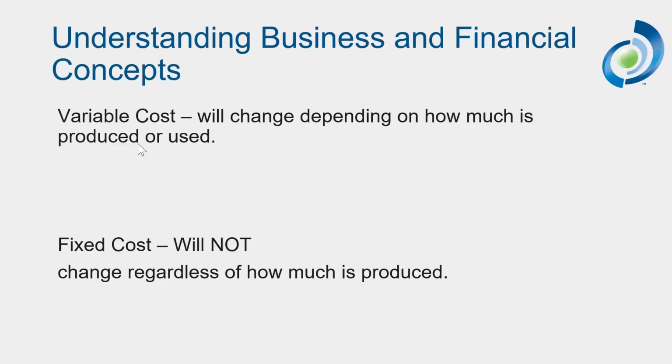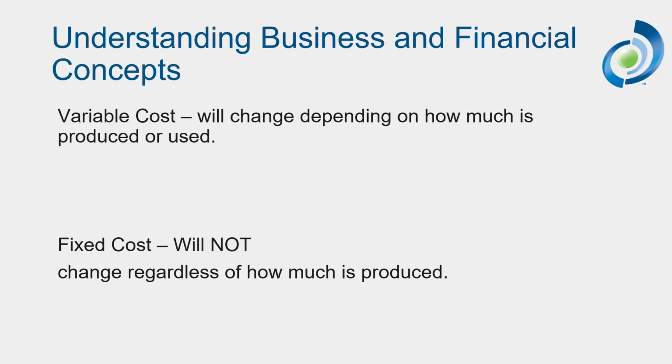So another set of terms that we need to learn here is variable cost and fixed cost. So variable cost will change depending on how much is produced or used. Fixed cost will not. So the example that a lot of people talk about in business schools, like in your home, what you pay for your house. If you own the house and you're paying a mortgage, that is a fixed cost because you know it's going to be exactly this much month over month.